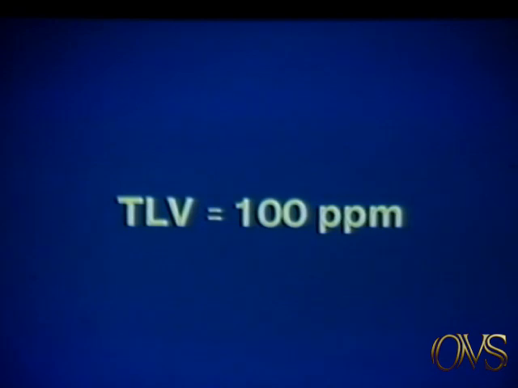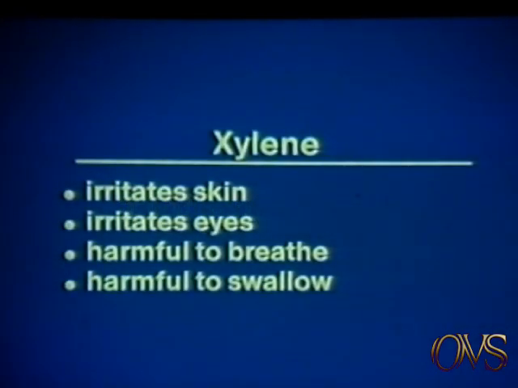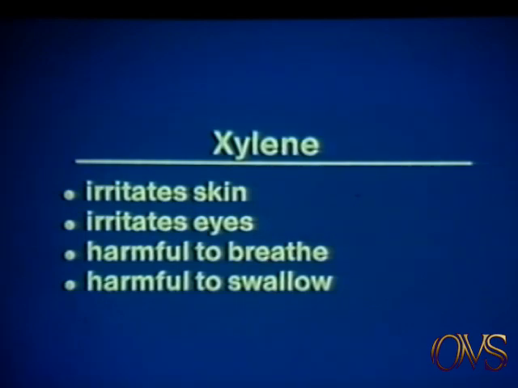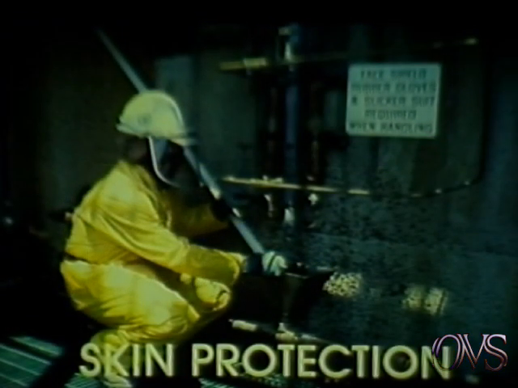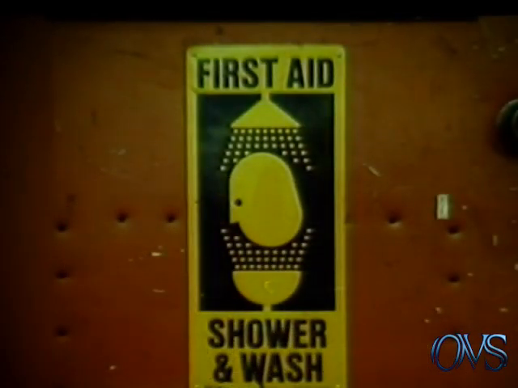Xylene can be absorbed through the skin. Contact with xylene will cause skin irritation and can cause dermatitis on repeated contact. Xylene will also irritate your eyes and is harmful if the vapors are inhaled or the liquid is swallowed. If you may come in contact with xylene, wear chemical goggles, protective clothing, and gloves. An organic vapor respirator should be worn if vapors are present. First aid procedures include washing affected areas and seeking medical attention.